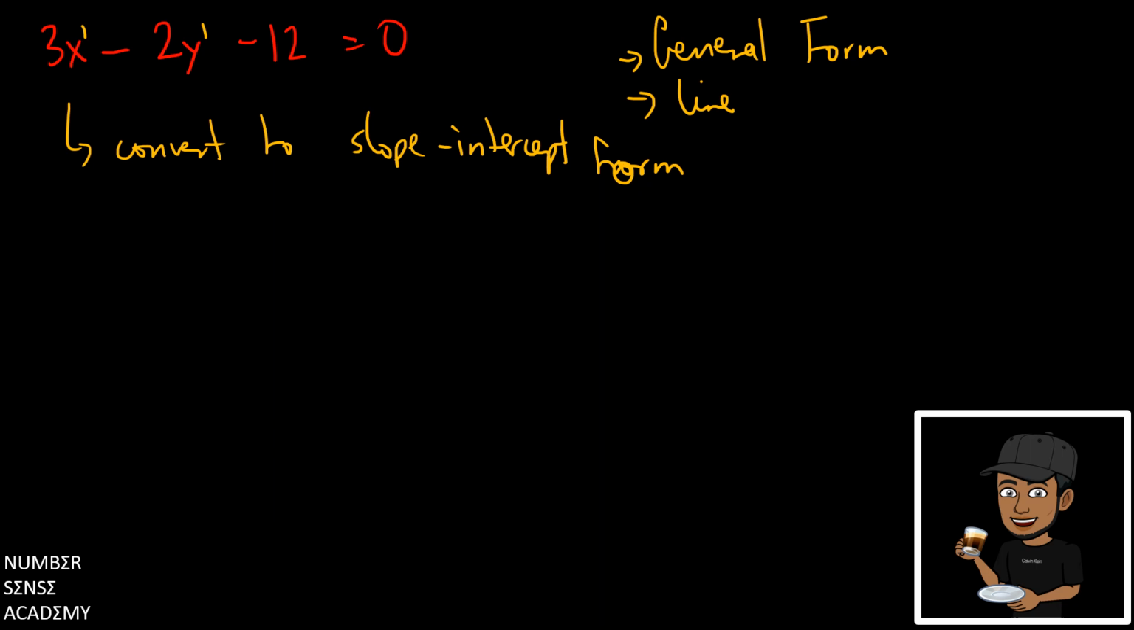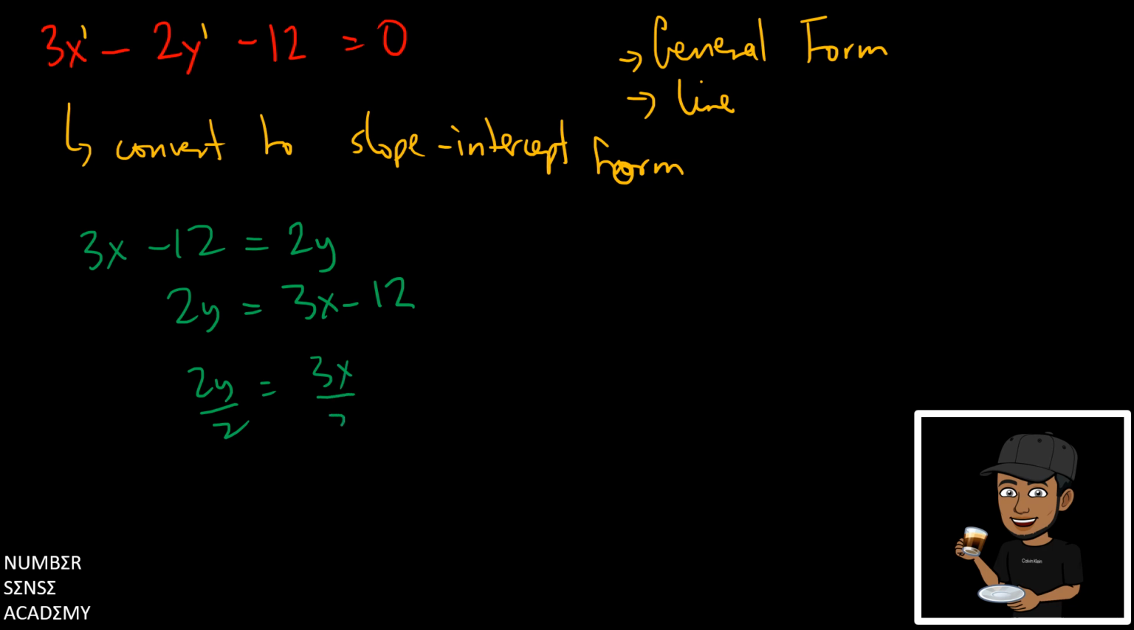Since there's a negative 2y on this side, I'm going to bring it to the other side. So I have 3x minus 12 equals 2y, which I could also write as 2y equals 3x minus 12. Then I need to get y by itself, because it's 2y, not y. So I divide everything by 2. 2y over 2 is equal to 3x over 2 minus 12 over 2. These cancel, so I have y equals 3 over 2x minus 6.